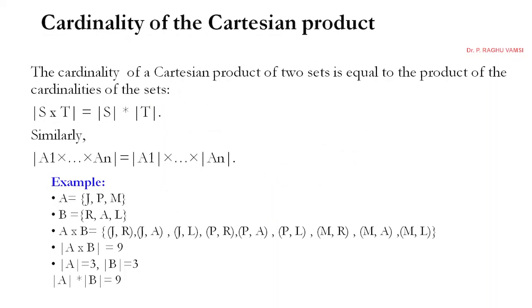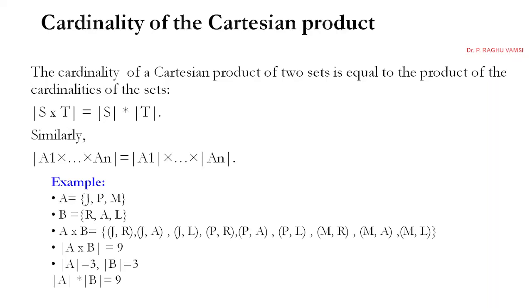In general, the number of elements in a set is the cardinality of that particular set. But what is the case for the Cartesian product? The cardinality of the Cartesian product of two sets is equal to the product of the cardinalities of the sets. The cardinality of S cross T is equal to the cardinality of S into the cardinality of T.